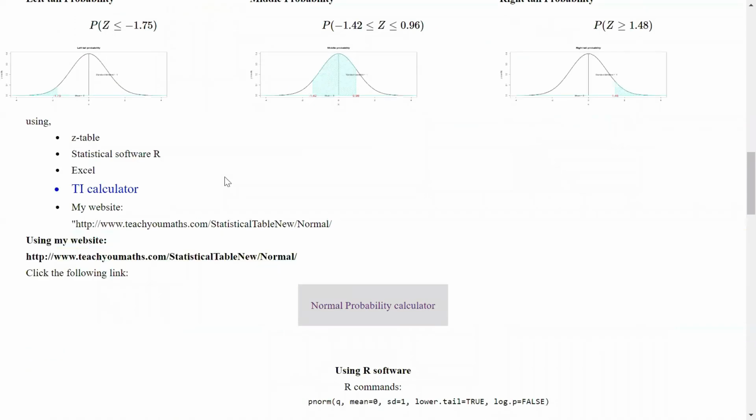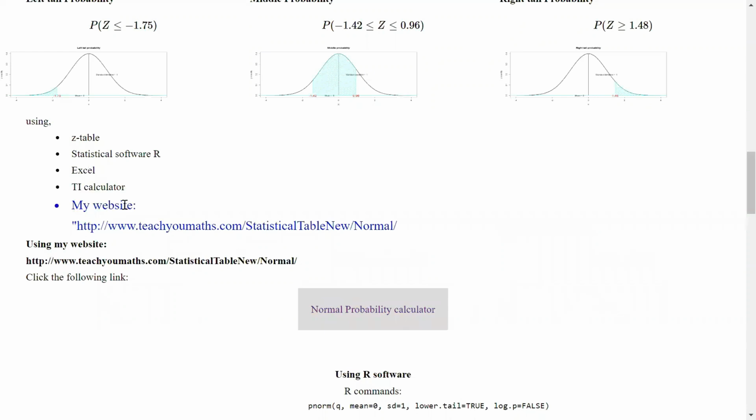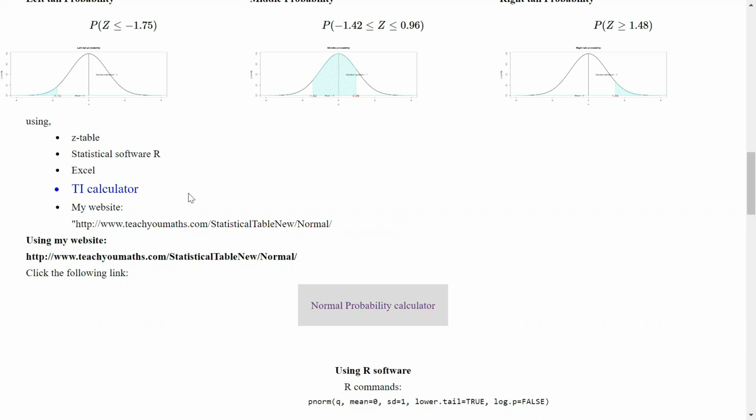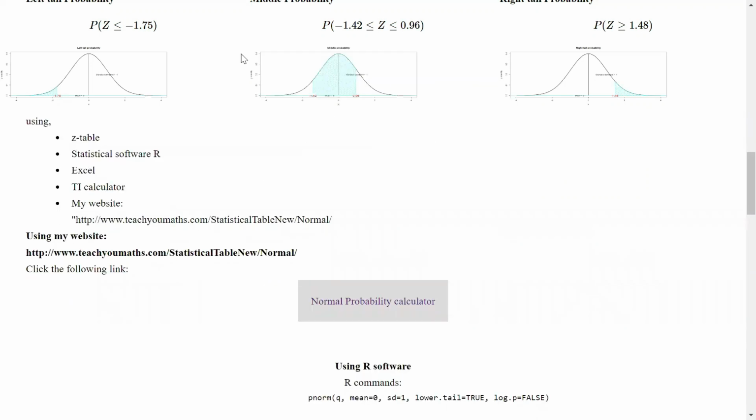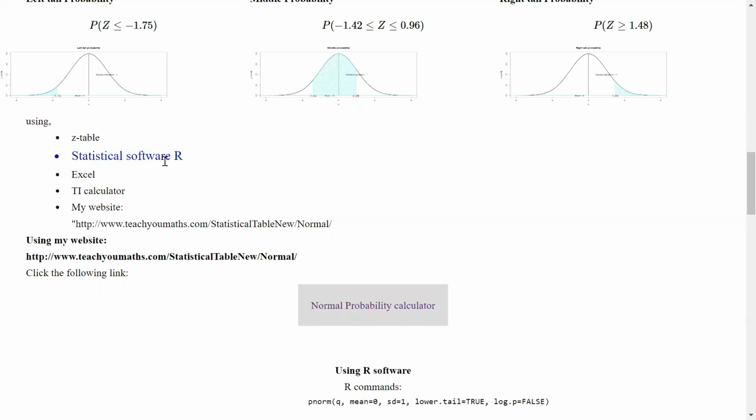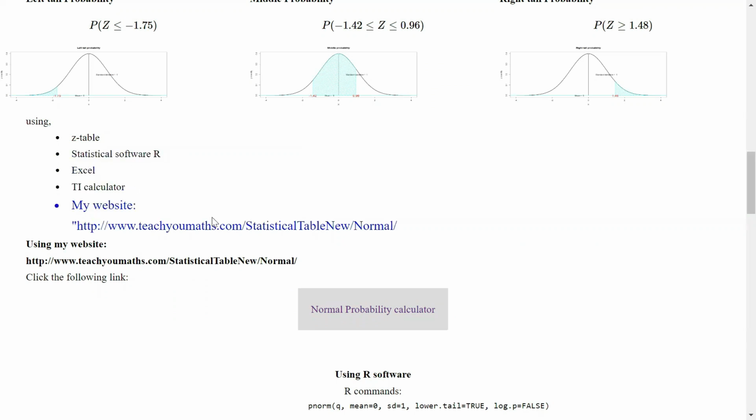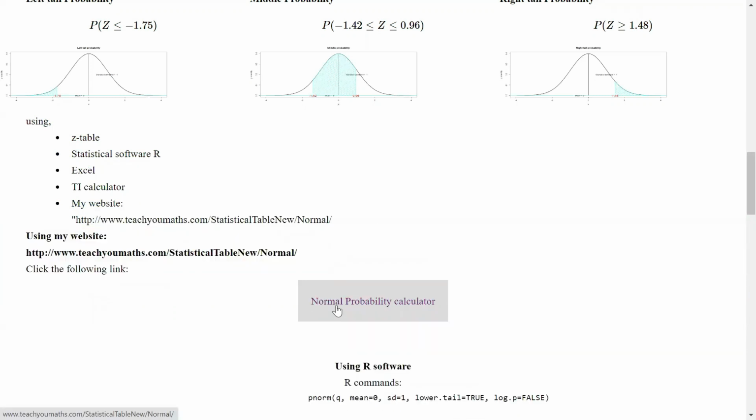We shall use these methods: Z-table, statistical computing software, or Excel, TI calculator, and my website www.teachyoumath.com for computing these probabilities. Among these methods, I think my website at this link would be the easiest one to start with. Let's get to this page.